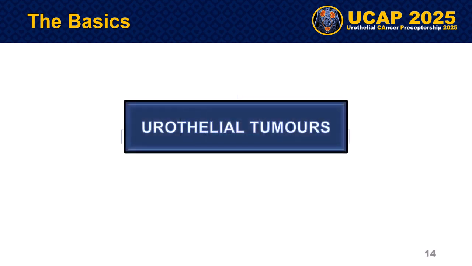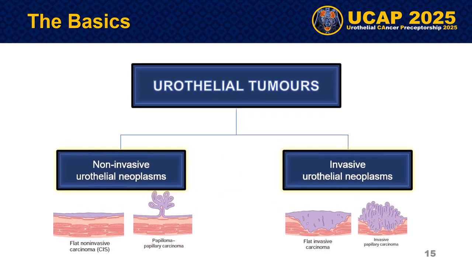Urothelial carcinoma is but a subset of urothelial tumors. Urothelial tumors can be divided into invasive and non-invasive. The invasive component is determined if the tumor has gone beyond the mucosa and invaded into the underlying soft tissue. The designation of flat or papillary is dependent on whether the tumor has finger-like projections or not. These finger-like projections have nothing to do with invasion.